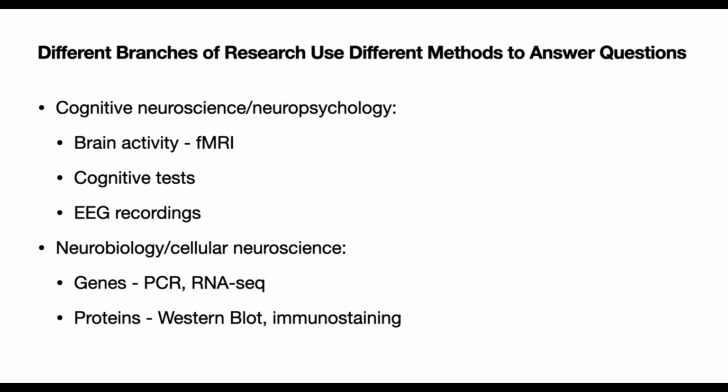Now, on the other hand, in the fields of neurobiology or cellular neuroscience, there is typically a need to measure the expression of certain genes or proteins, and for these, there are various possible methods that I will go over. Now, keep in mind that the techniques are always being improved.